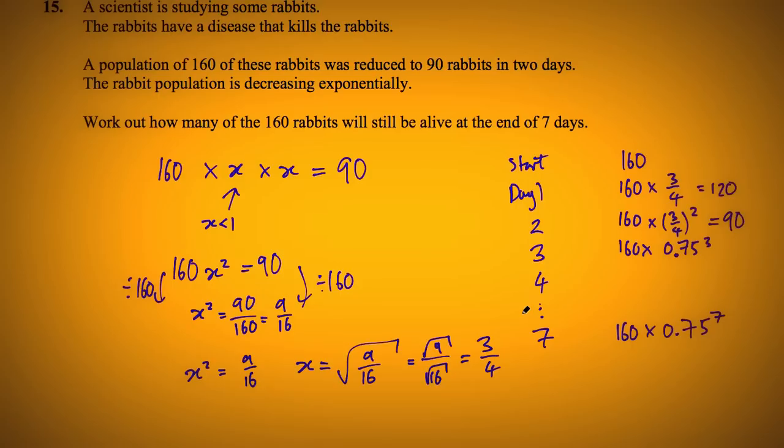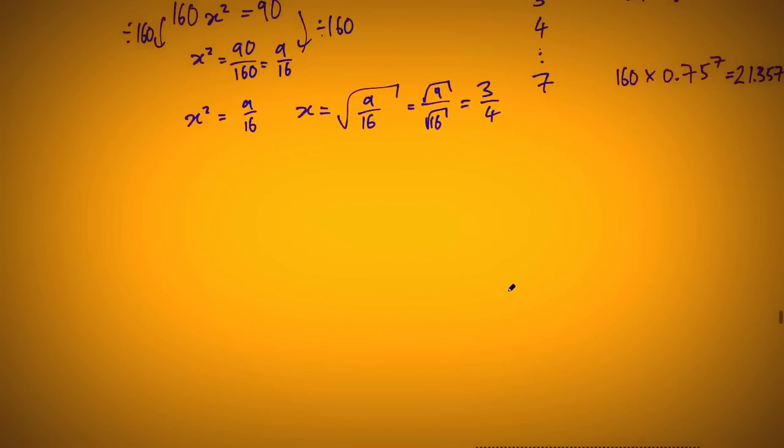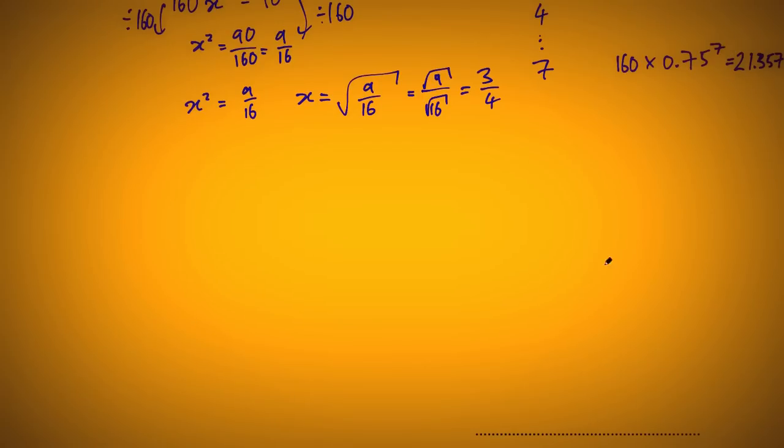So 0.75 to the power of 7 is 0.133. If I multiply that by 160, I get 21.357, which to the nearest rabbit, because we're working out how many rabbits will still be alive at the end of 7 days, to the nearest rabbit, that is 21 rabbits, although I expect the mark scheme will also allow 22 coming from that value, because although it's not the nearest whole number, it is a whole number of rabbits that is close to that number. So either 21 or 22 rabbits remaining.